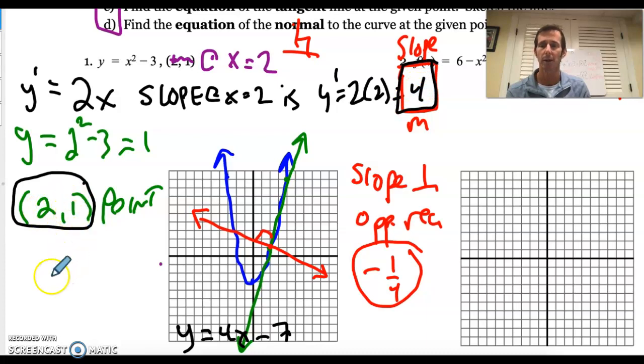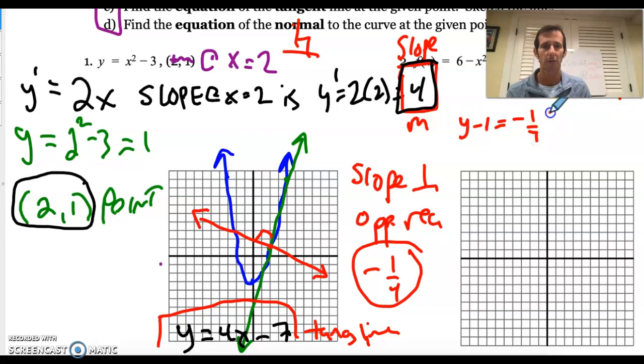I already know the point, so now I can use either of those methods to find the equation of the normal line. Again, this is the tangent line. I didn't erase that. I'm going to mark it now. Tangent line. And so if I want to find this other equation, I could go y minus 1 equals negative 1/4 times (x minus 2). And I can figure it out from here.